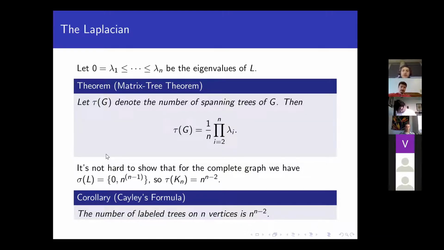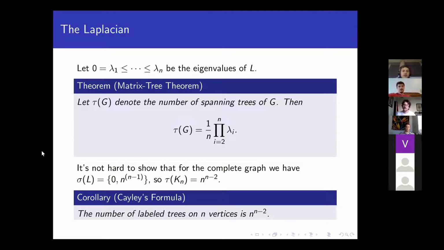That's just because a labeled tree on n vertices is just a spanning tree of the complete graph on n vertices, and vice versa. There are also more combinatorial ways to prove this result. But I really like this theorem because it's a completely linear algebraic proof of a purely combinatorial statement. And it applies not just to the complete graph, but to any graph you can possibly cook up. This is a relatively computationally cheap way to determine the number of spanning trees, in case that's something you care about.